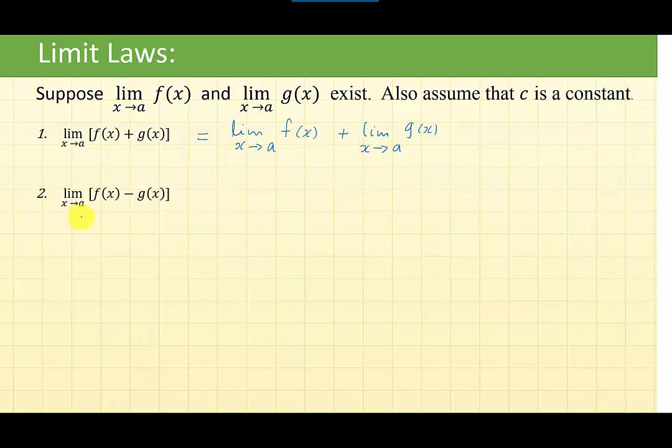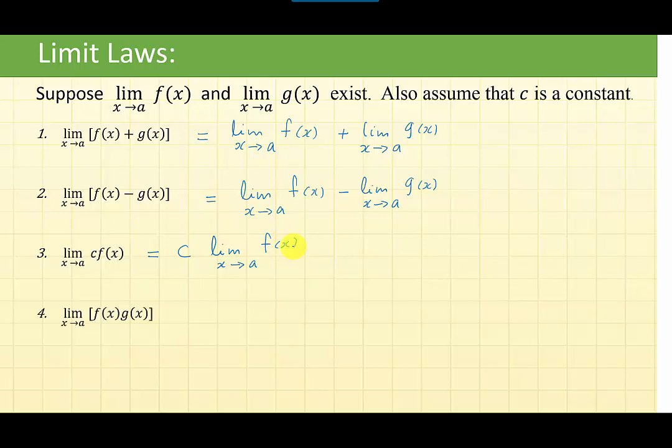And then the limit as x goes to a of f of x minus g of x, the limit of a difference of functions, is equal to the difference of the limits of the functions. So the limit as x goes to a of f of x minus the limit as x goes to a of g of x. The limit as x goes to a of a constant times a function is equal to the constant times the limit as x goes to a of f of x.